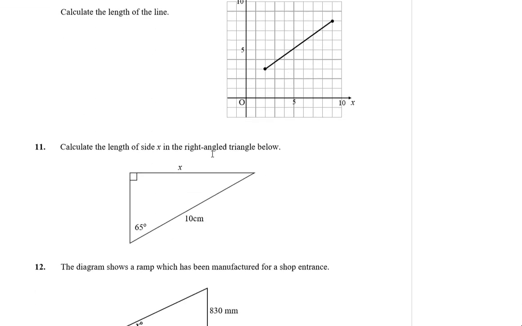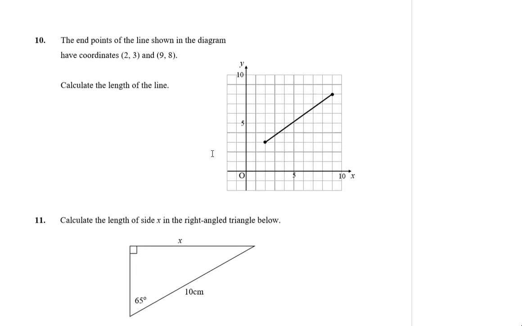Getting to the end of the paper now, just a few more questions. Question 10, calculate the length of the line. This is just a simple Pythagoras question. We cannot work out the length of a diagonal line unless we break it into its horizontal and vertical components. So a little right angle goes in there. How many boxes are we going along? 1, 2, 3, 4, 5, 6, 7. How many boxes are we going up? 1, 2, 3, 4, 5.